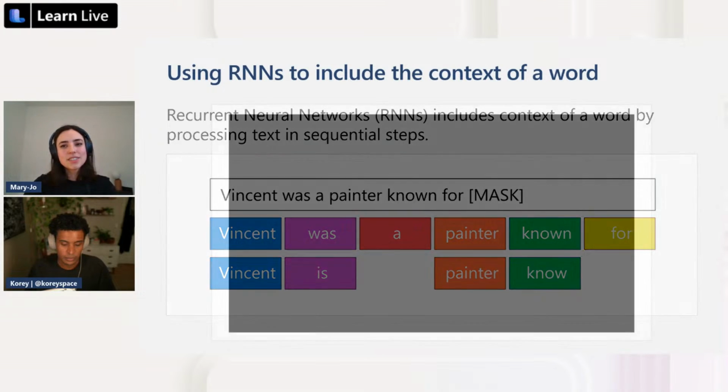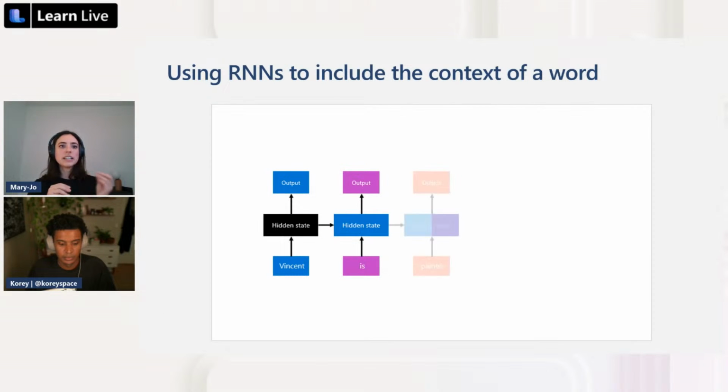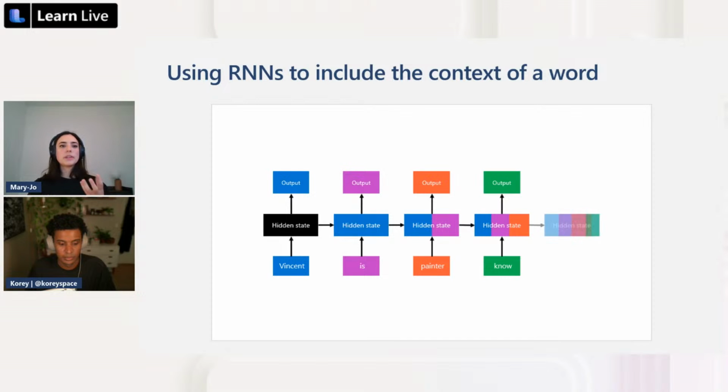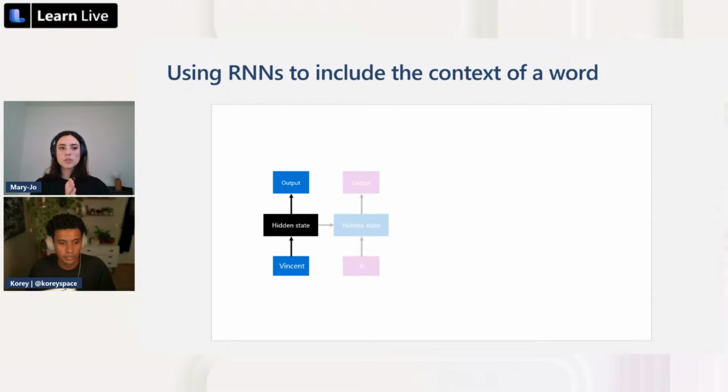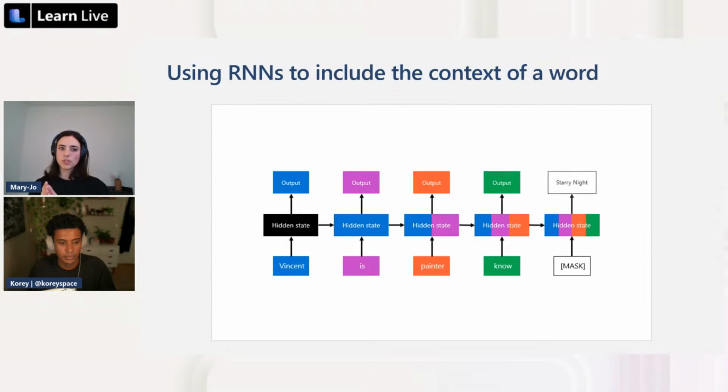So again, let's see what that would look like in an RNN. It's basically, like I said, sequential, where you would have an input and you would have a hidden state. At every step, the input would be the newest token, so to speak, so the newest word. And then in the next step, that word would be part of the hidden state. So as you can see, we start with an empty hidden state. We have Vincent as the first input.